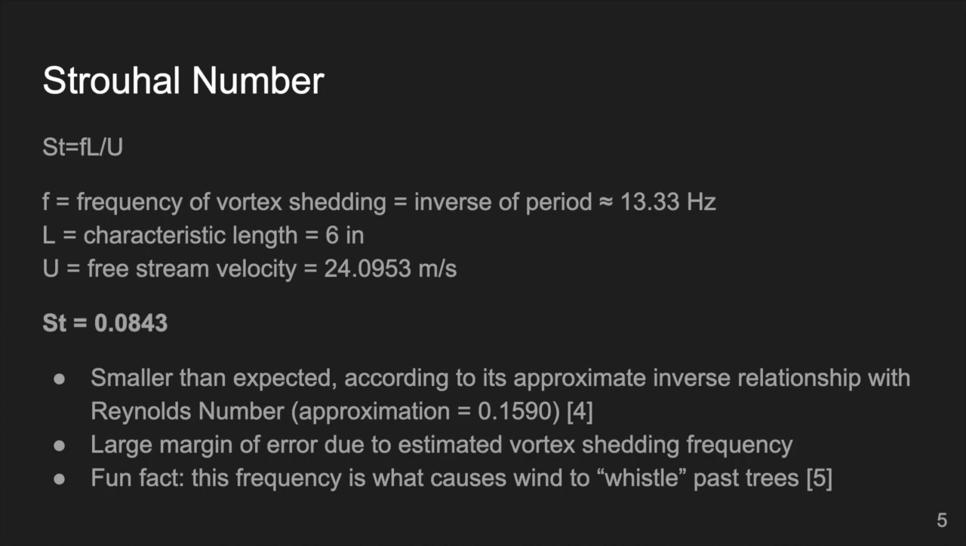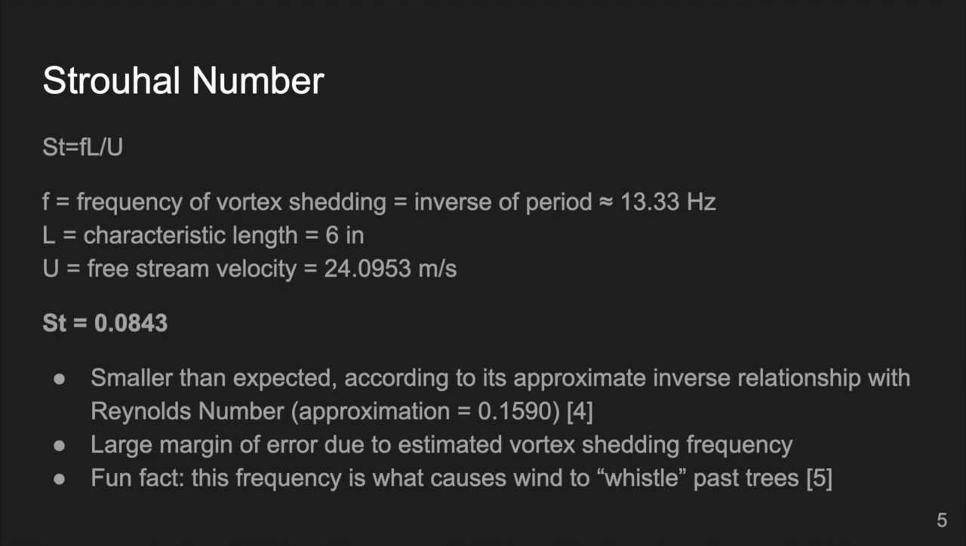The Strouhal number uses the frequency of vortex shedding, characteristic length, and free stream velocity. It characterizes the pattern of vortices forming on the cylinder and releasing into turbulent flow. We only took the video for the run with the wind tunnel fan at 600 RPM, so the calculated Strouhal number for this situation is 0.0843.